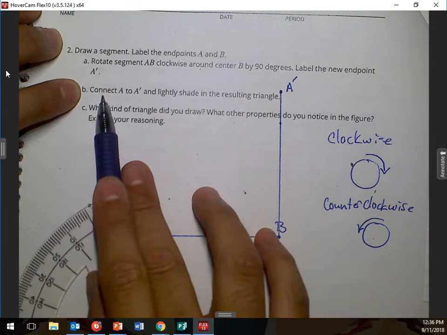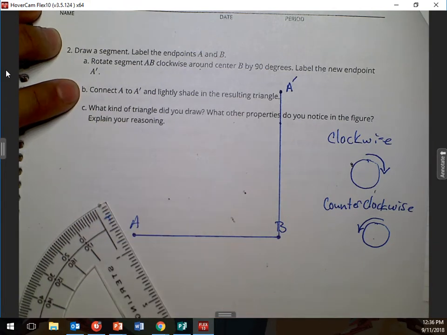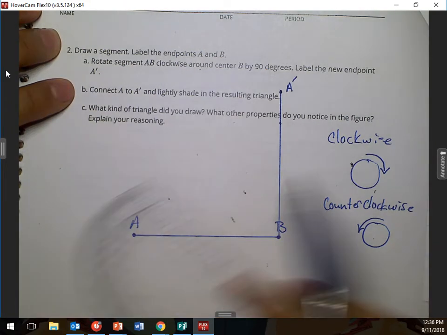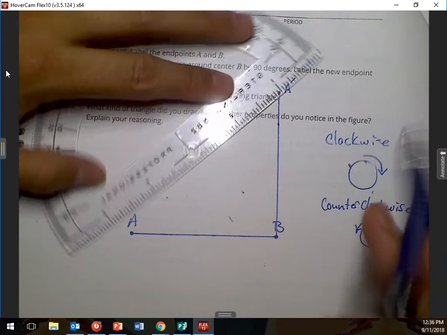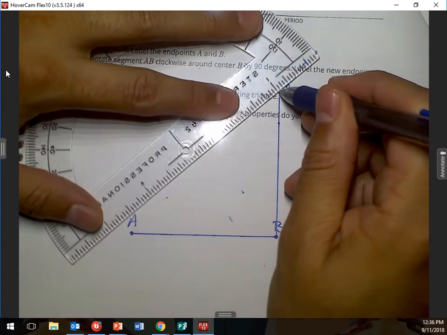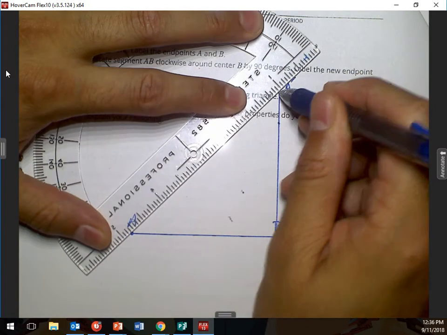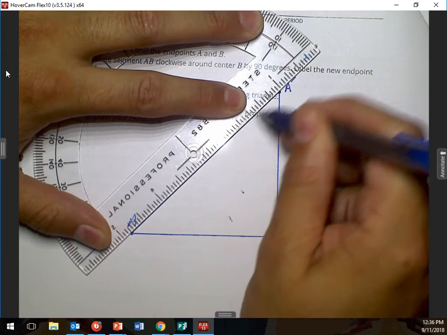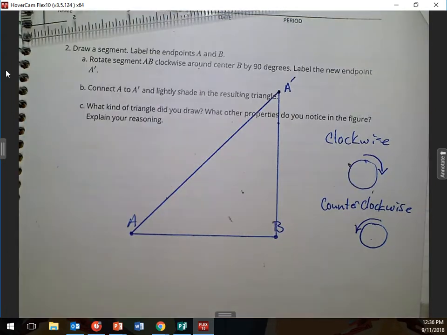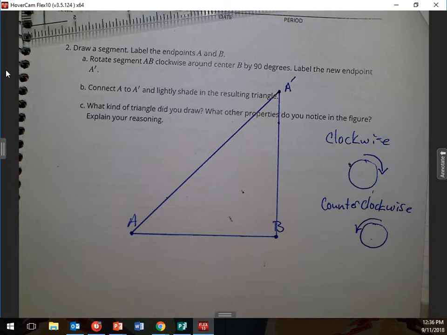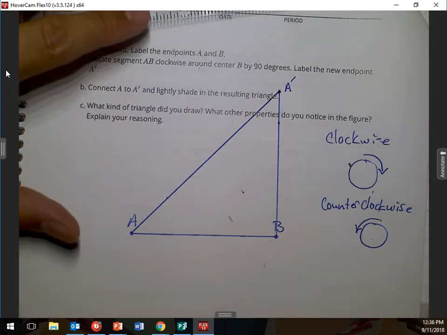Now, connect A to A prime. Connect A to A prime. I have connected those, and it said lightly shaded. So, let me get out my pencil, because I can't really shade with a pen.